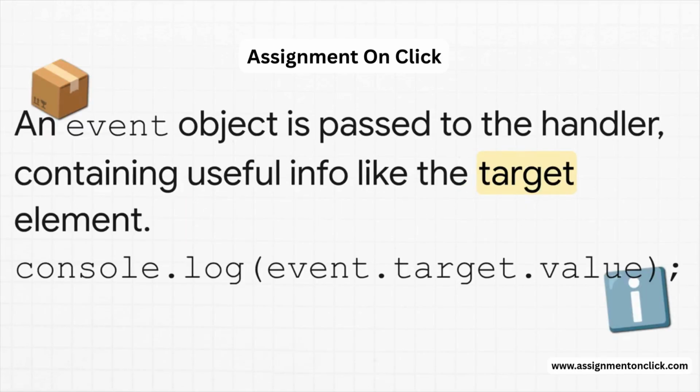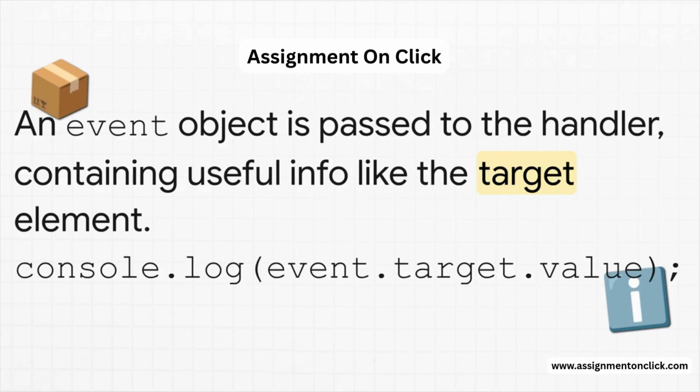Now, here's something really cool. When an event fires, the browser doesn't just run your function, it also passes along this special event object. And trust me, this object is a goldmine of information. For an input field like you see here, we can use event.target.value to see exactly what the user is typing, character by character, in real time.